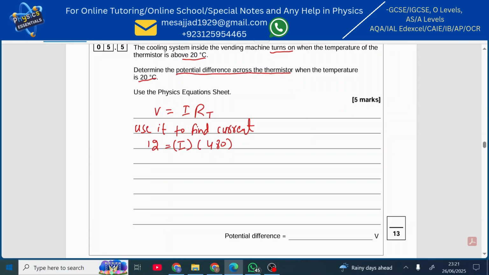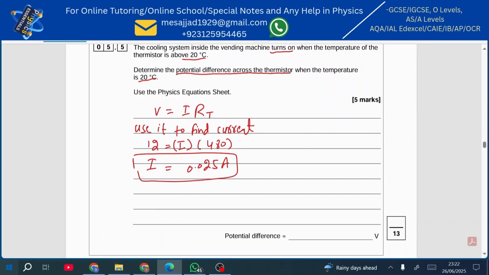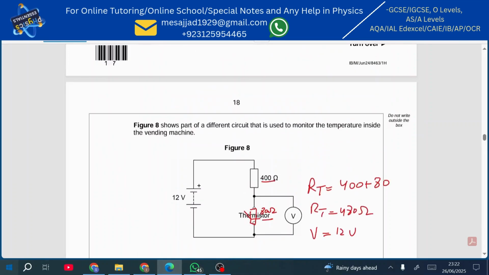So from here you have to calculate the current as 0.025 amperes. Okay, now you should know that the circuit is actually a series circuit, and in series you should know that the current remains the same. So the same current I equals 0.025 ampere is actually flowing through the thermistor.